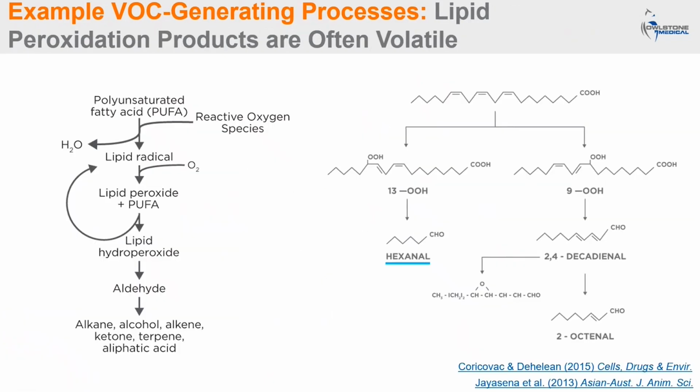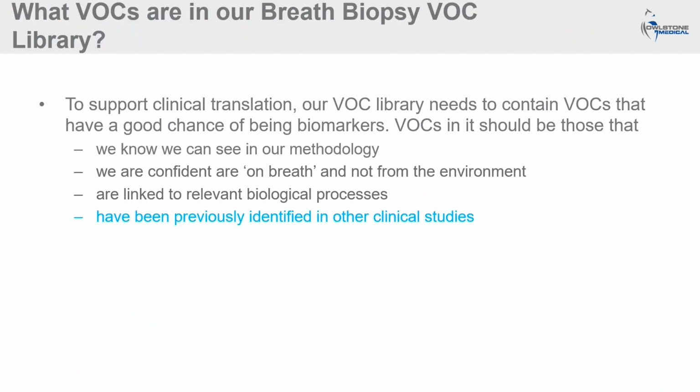And then finally, we've got things like lipid peroxidation, where in conditions of oxidative stress, the lipid membranes in cells are broken down, and the breakdown products of those lipids are often volatile, things like hexanal, other aldehydes, and things like that. So finally, the other thing we want to ensure goes into our VOC library is compounds that have been previously identified in other studies, such that we can replicate those findings when we do those.